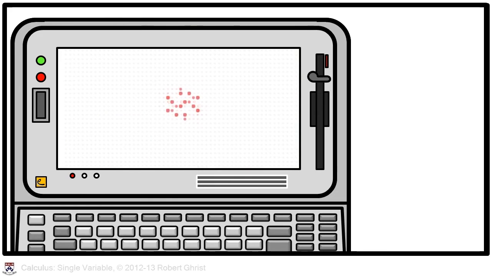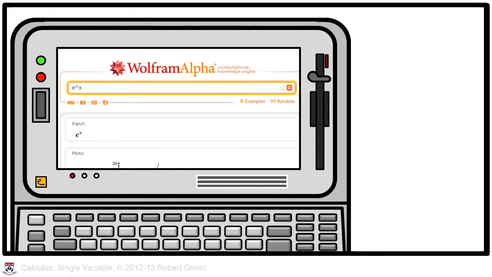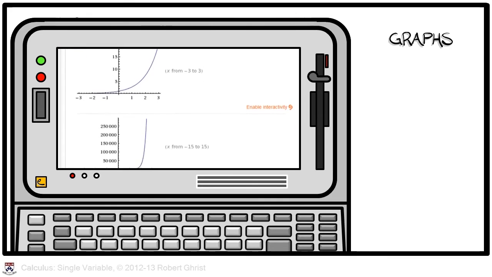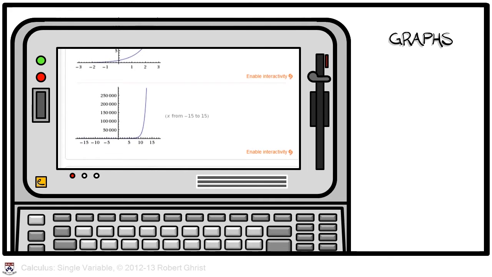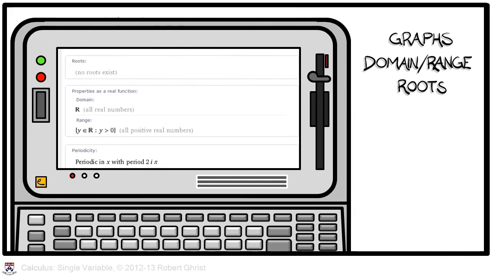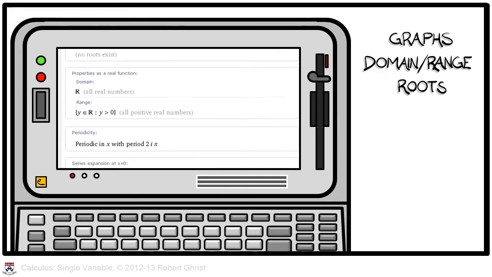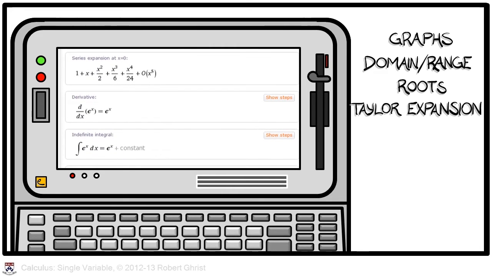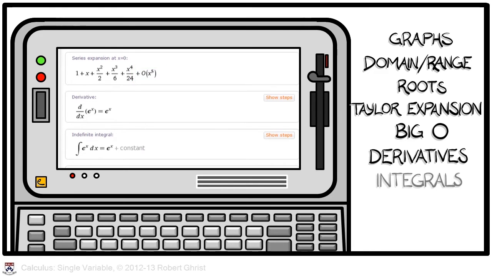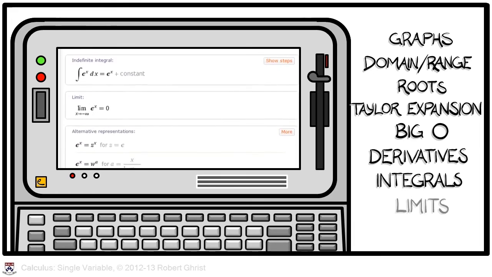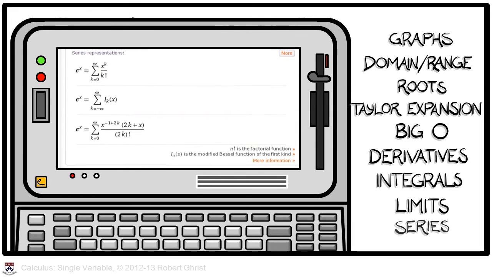And in this case, after a few moments of thinking, it will give us a bit of information. For example, it will give the graph of the function over various ranges. It will also tell us something about roots. Well, in this case, there's not much there. The domain, the range. It will notably give Taylor expansions, and it will do so using big O. So it's a good thing that we've learned that already. It will tell about derivatives and integrals and other information as well, including limits and various series expansions.